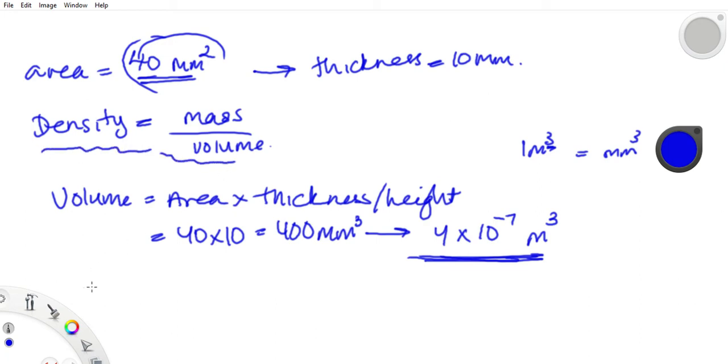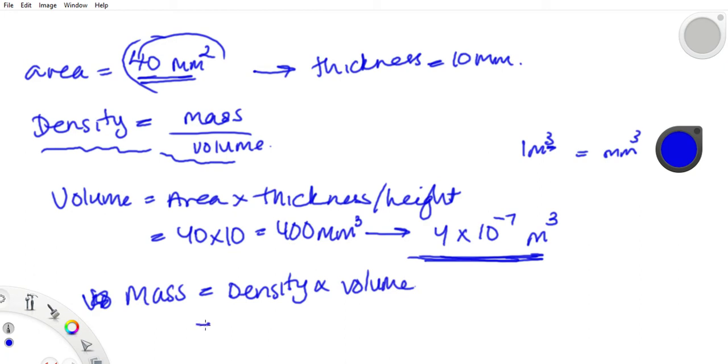Anyway, once we have this, we can take this equation here. We can say mass equals density times volume. Now, the question won't give you the density of steel. Why? Because you can Google it. The density of steel is roughly, I'm going to go with 750, times the volume. Well, we know the volume.